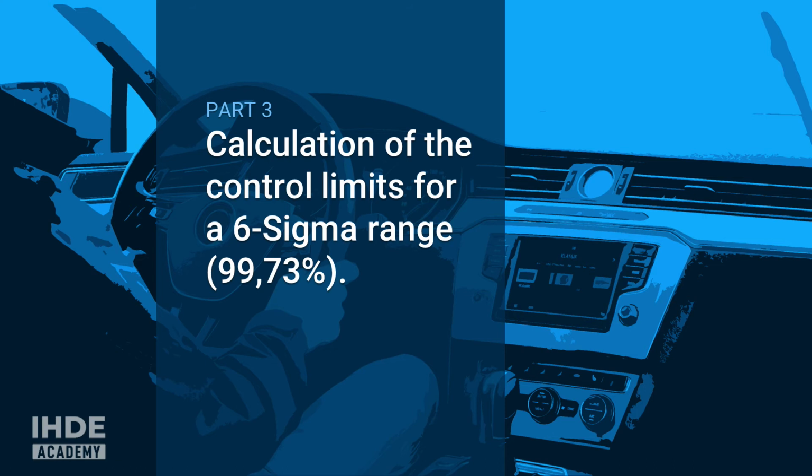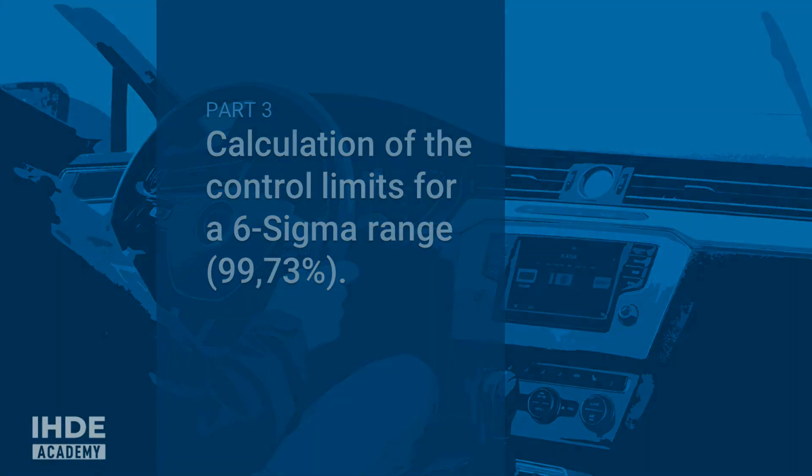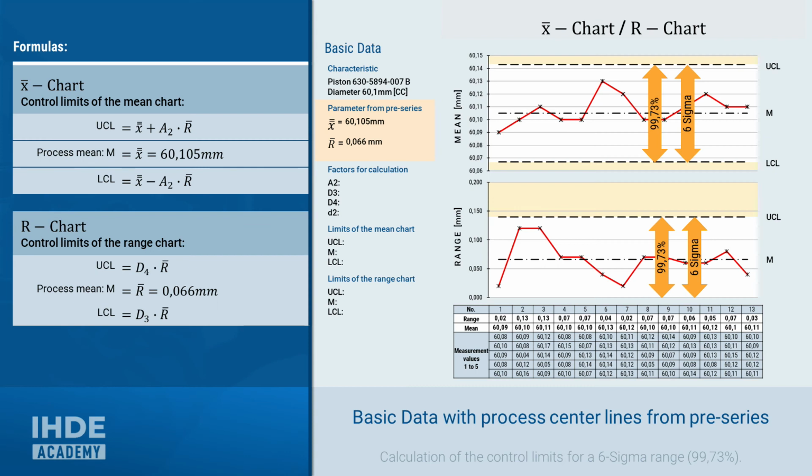In this chapter, the control limits for the mean chart and the range chart are calculated, both for a 6 sigma range. The only remaining unknowns are the factors A and D. These are taken next from tables that can be found in the relevant literature or on the internet.